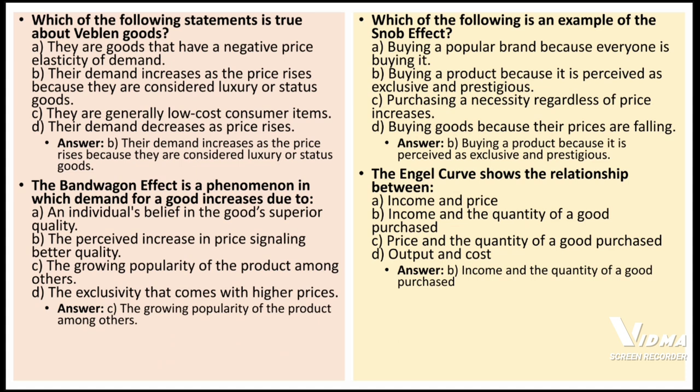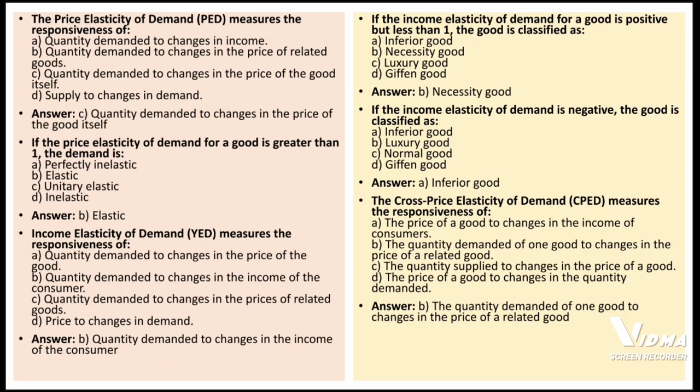The Engel curve shows the relationship between: answer is B, income and quantity of a good purchased. The price elasticity of demand measures the responsiveness of: answer is C, quantity demanded to changes in the price of the good itself. If the price elasticity of demand of a good is greater than 1, the demand is: answer is B, elastic. Income elasticity of demand measures the responsiveness of: answer is B, quantity demanded to changes in income of a consumer. If the income elasticity of demand of a good is positive but less than 1, the good is classified as: answer is B, necessity good.